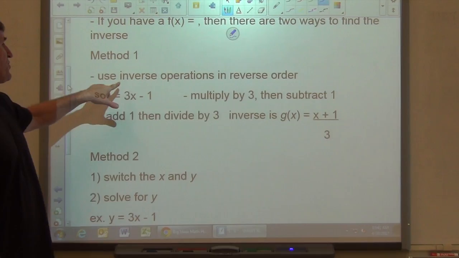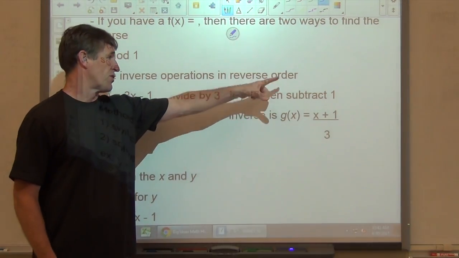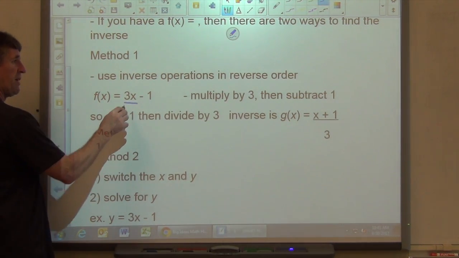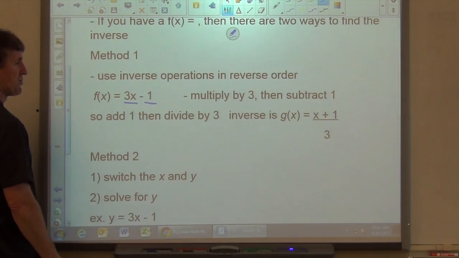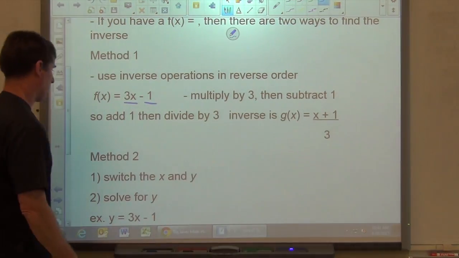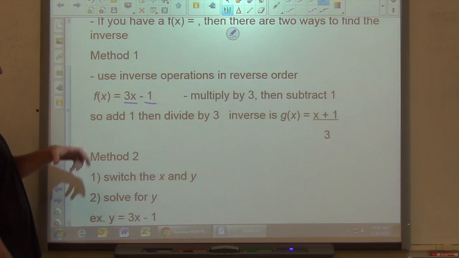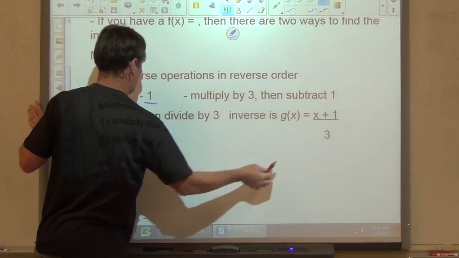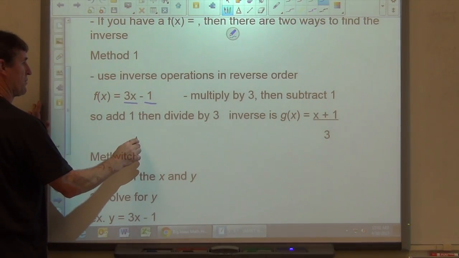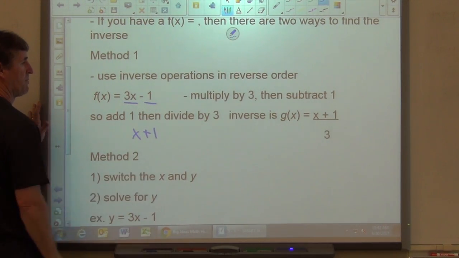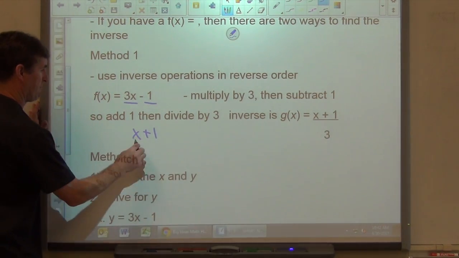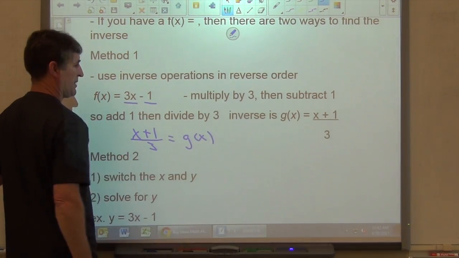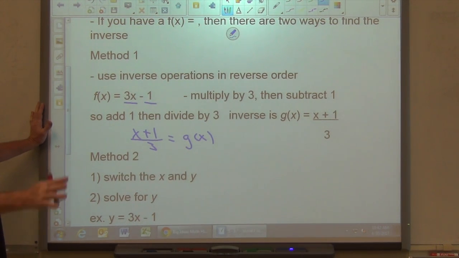So the first method is use the inverse operations and in reverse order. If I look at this function, first I would multiply by 3, then I would subtract 1. To do that in reverse with inverse operations, the last thing we do is subtract 1, so we do the inverse of that, we add 1, so we take x plus 1, and then we divide by 3. And that would give us the inverse, which they're calling g of x, the inverse function. So that's method 1.